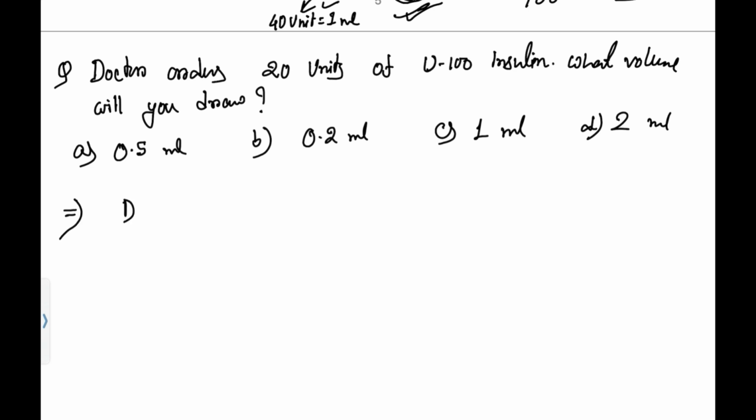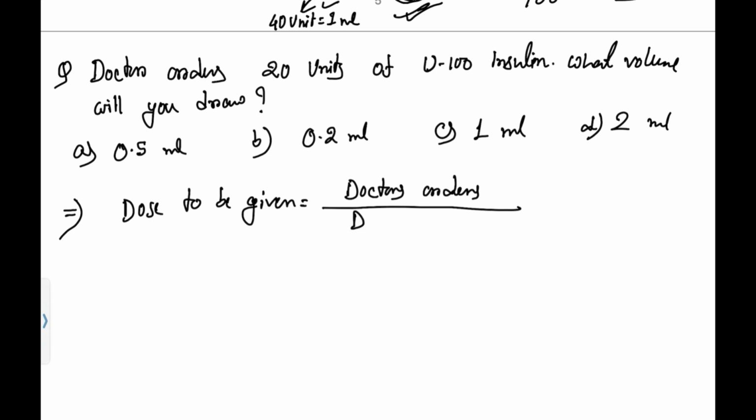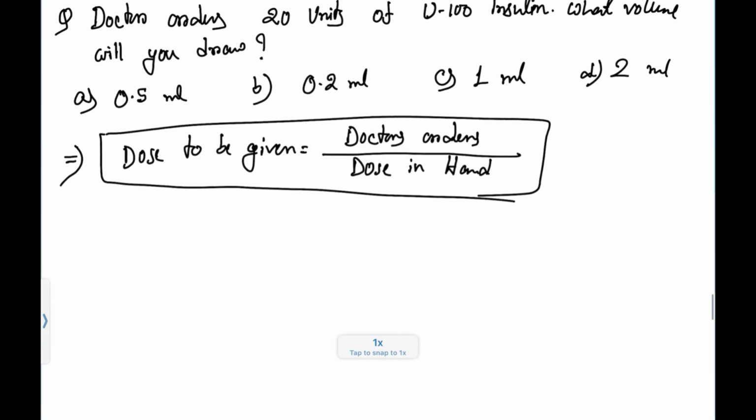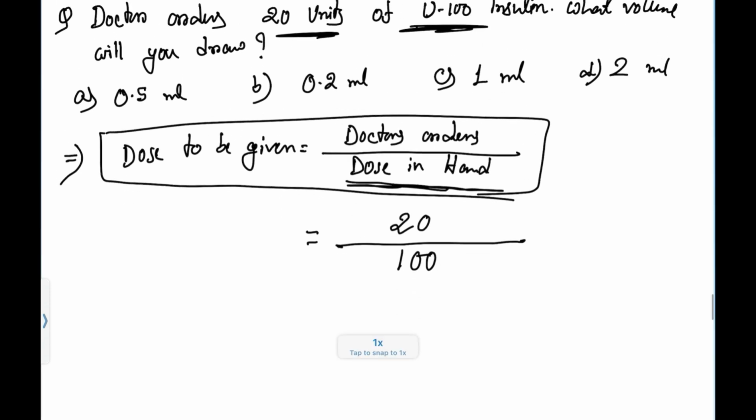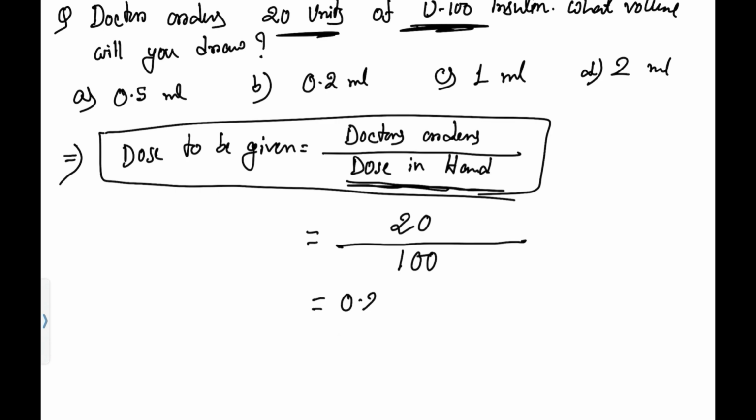First of all, dose to be given. The universal formula I will write first: doctor's order divided by dose in hand, or dose in stock. This is the universal formula. Now let's calculate. Doctor's order: how much did the doctor advise you to give? 20 units of insulin, so I will write 20 units. Dose in hand: which syringe is available in your stock? That is U100, so I will write 100 down. So how many ml is coming out? 0.2 ml. So the answer will be 0.2 ml.